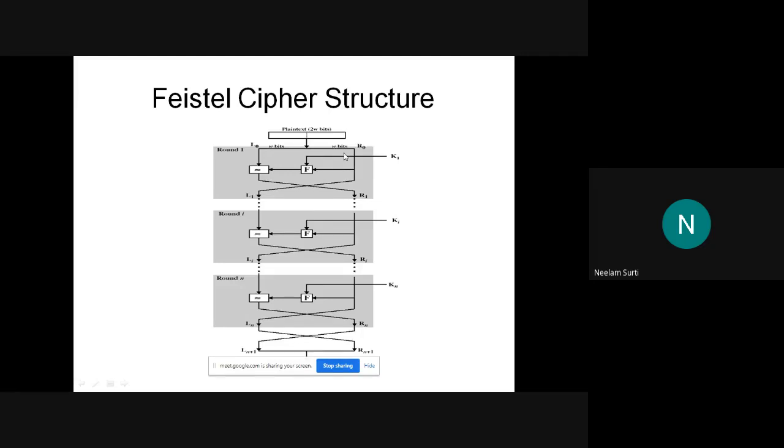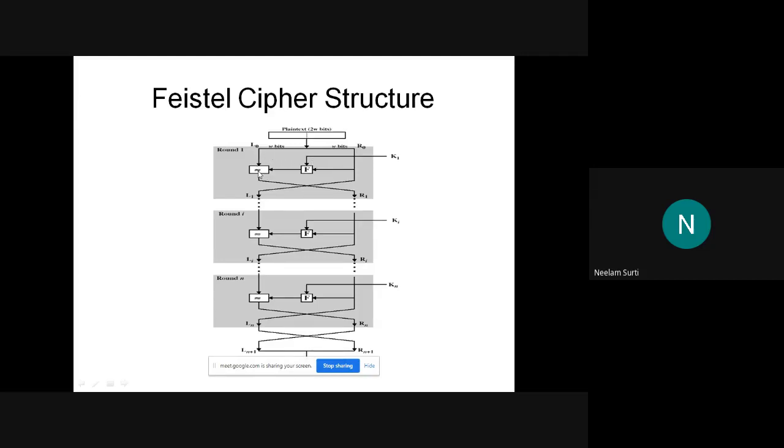So the whole plain text is divided into a left half and a right half. The left half is the initial 32-bit, and the right half is the further 32-bit. So L0 is the first 32-bit from the plain text, and R0 is the next 32-bit if the size of the plain text is 64-bit. So the first step of the Feistel cipher is to divide the plain text into two halves, L0 and R0, of equal half of the plain text bits.